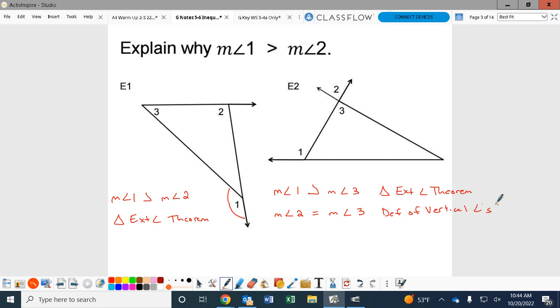Definition of vertical. Y'all see it's just like a little mini proof, right? This is just like statements over here, reasons over here. They're just not asking you to formalize it.